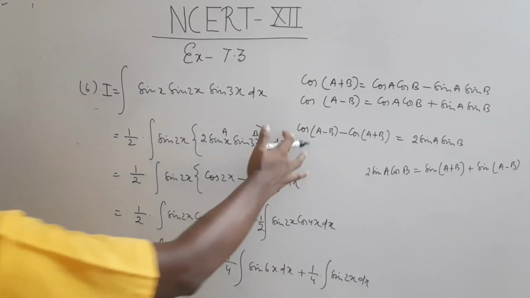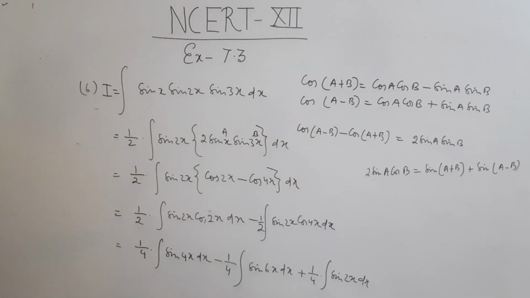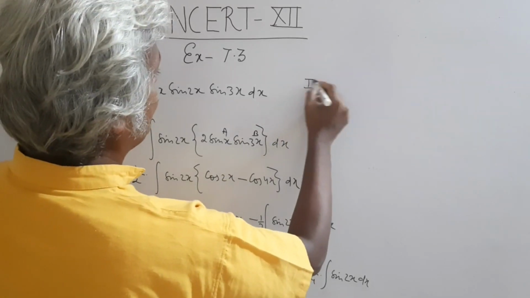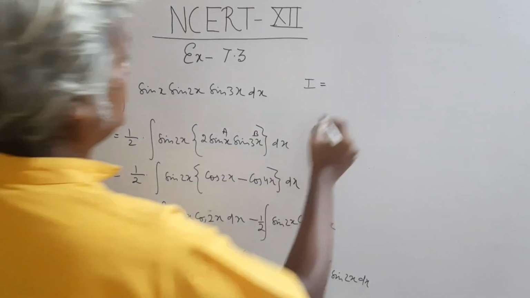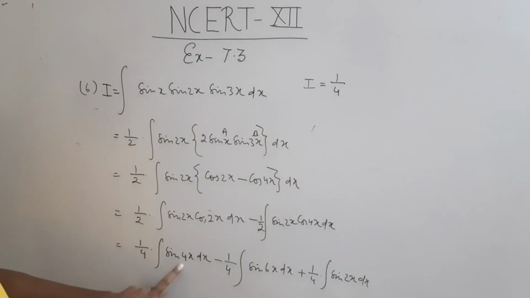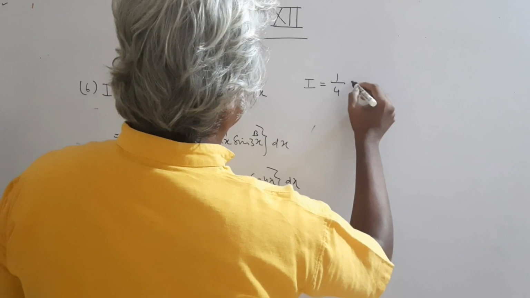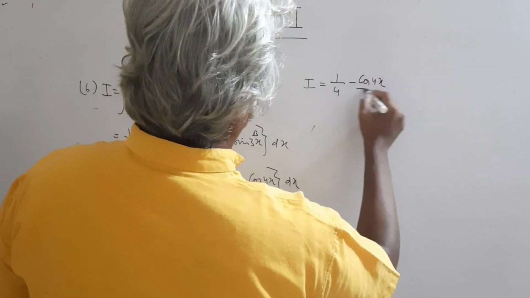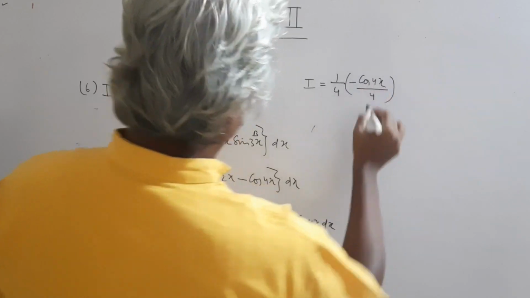Now I need to clear this part of the screen so that I can write their integrals directly there without wasting much of your time. So let me find this large answer there. It's I as 1 over 4 integral of sin 4x will give you minus cos 4x over 4.